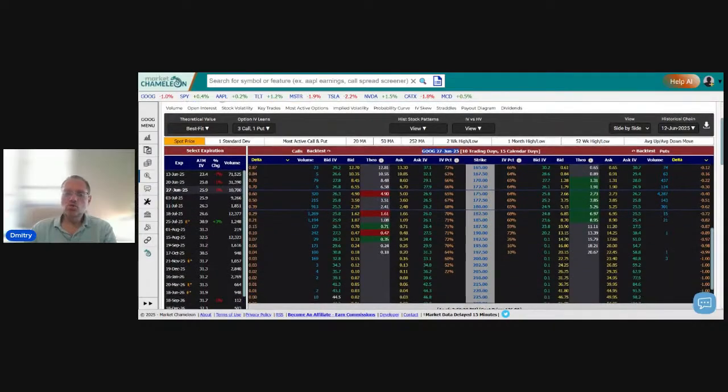And below, we have the option chain that shows us the call data on the left-hand side and the put data on the right-hand side. And here we see the volume corresponding to the option.